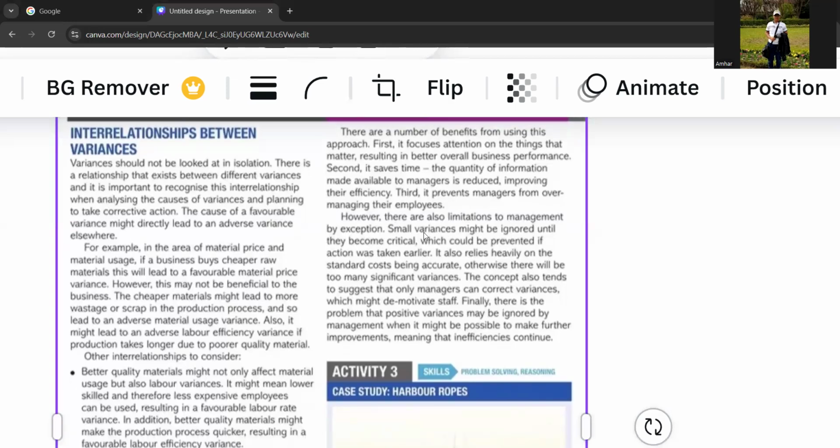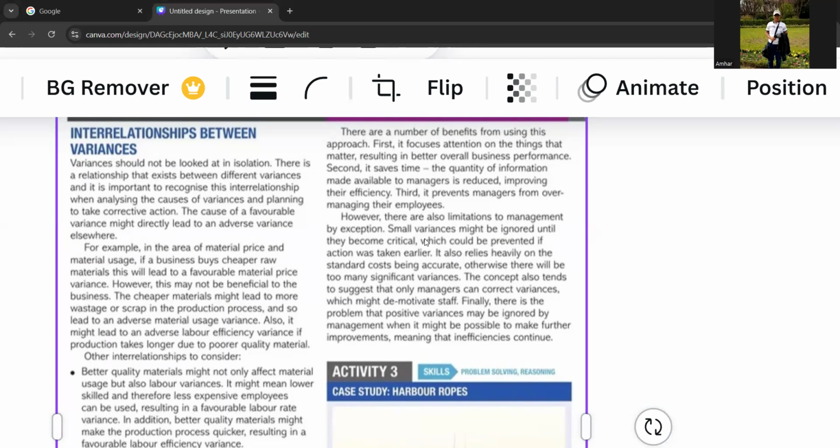However, there are also limitations to management by exception. First one is small variances might be ignored until they become very critical, because in management by exception they focus only on the most important, significant changes. So the less important, small differences in variance are ignored. So that is a disadvantage. Did you understand that part? Yeah, I understood that part.